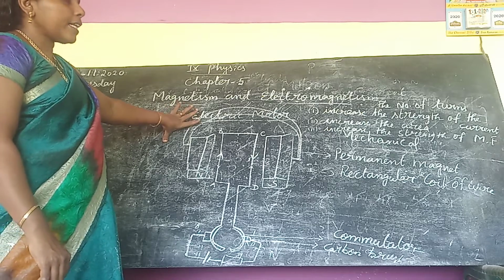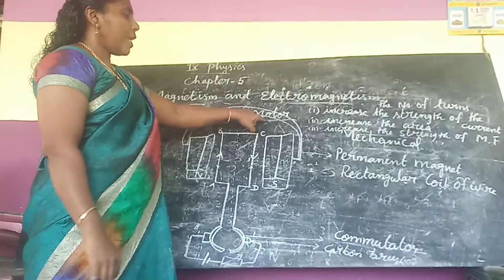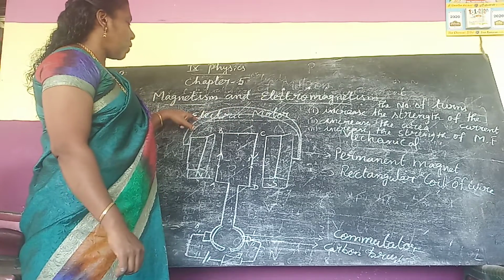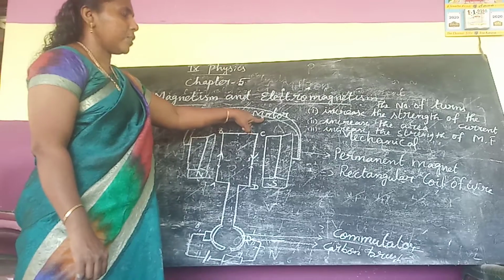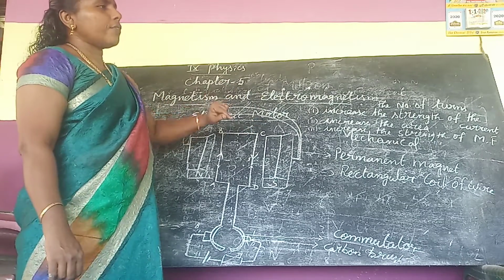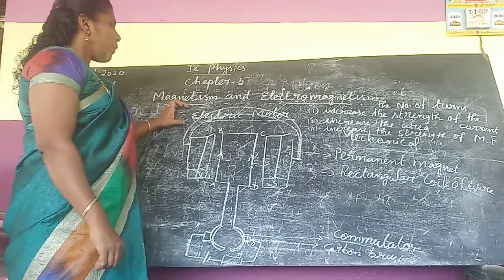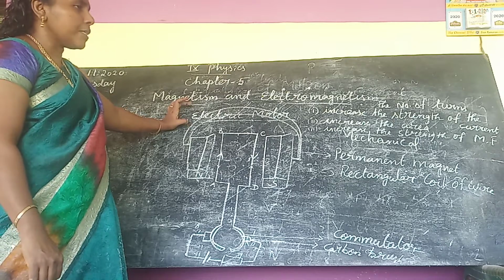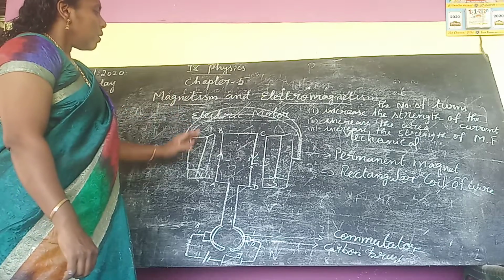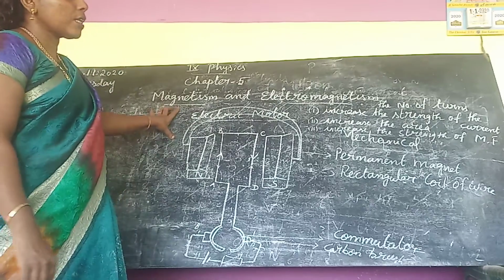So the electric motor converts electrical energy into mechanical energy, as the name itself suggests. You can write here: electrical energy into mechanical energy. So where is it used? It is used in fans, washing machines, mixies and grinders. So you can write, then what principle is used here? What is the principle used?